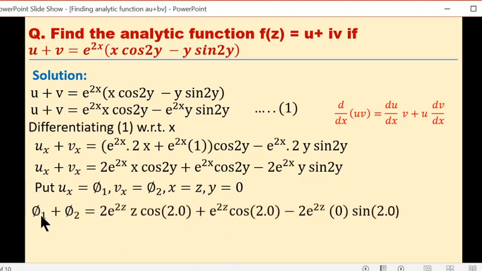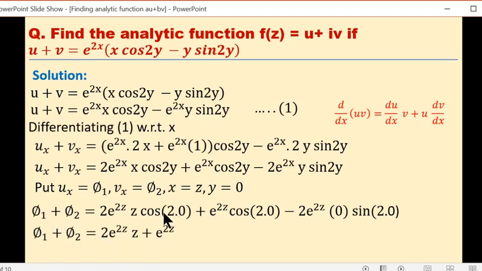So ux we have put as phi 1 plus vx is phi 2 equal to 2 e raised to 2z into cos 2 into 0 plus e raised to 2 into z into cos 2 into 0 minus 2 into e raised to 2z into 0 into sin 2 into 0. So here we have just made the substitution. Let's simplify this statement. Here we'll get phi 1 plus phi 2 on the left hand side equal to.